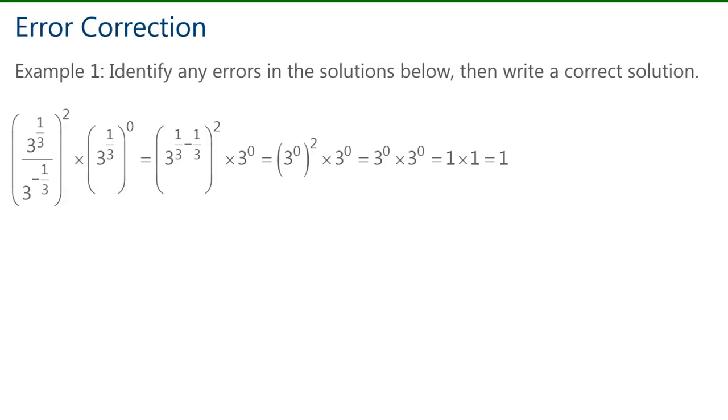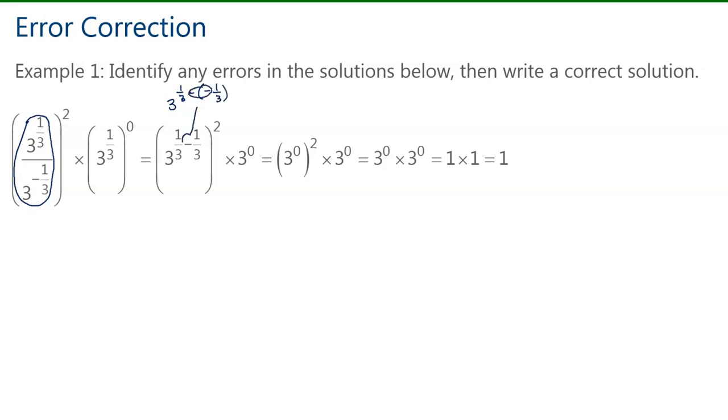First of all, we should recognize that in this problem, we have 3 to the 1/3 divided by 3 to the negative 1/3. So we can use our quotient of powers rule. Let's check our first step. So really that should be 3 to the 1/3 subtract a negative 1/3. This would turn into a plus.